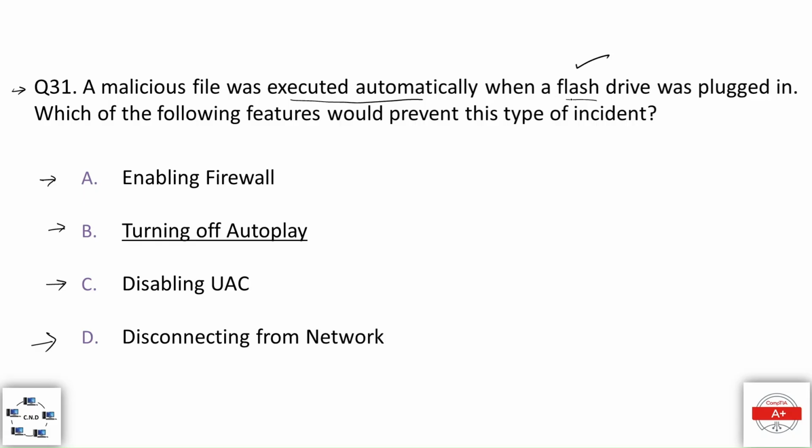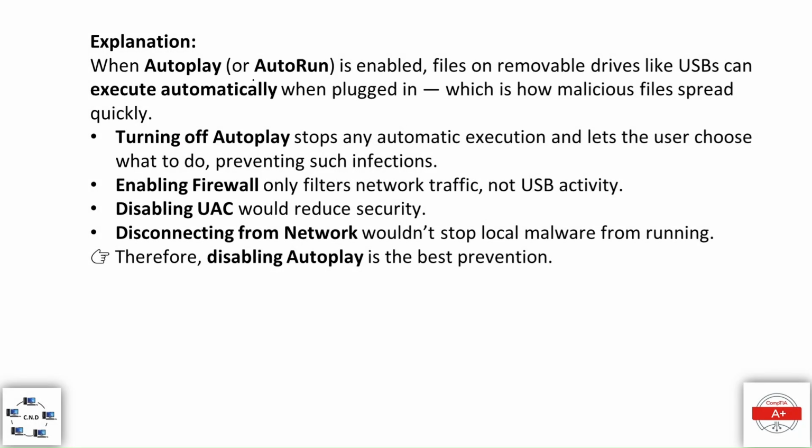We are talking about automatic execution of a file when a USB drive or flash drive is plugged into the device, and the correct option that prevents such an occurrence is turning off the autoplay feature. When autoplay or autorun is enabled, files on removable drives like USB can execute automatically when plugged in, which is how malicious files spread quickly. Turning off autoplay stops any automatic execution and lets the user choose what to do, preventing such infection.